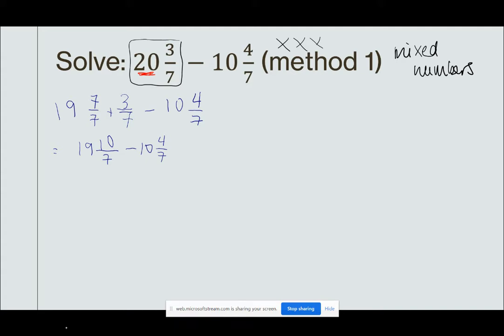So I'm going to take 19 minus 10, and I'm going to get, sorry, it's getting a little bit late. 19 minus 10 is 9. And then I've got 10 over 7 minus 4 over 7. 10 minus 4 is 6, all over 7. And I'm done.